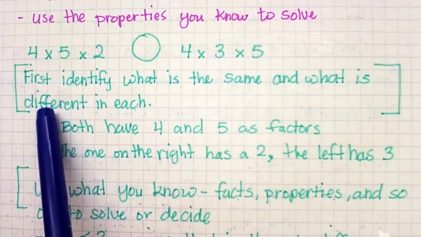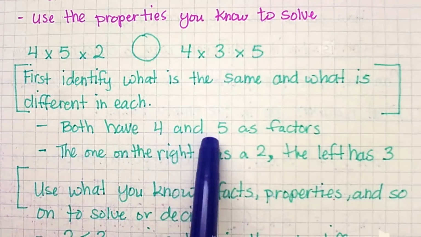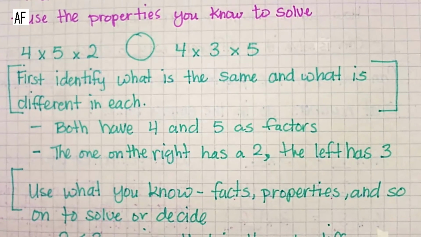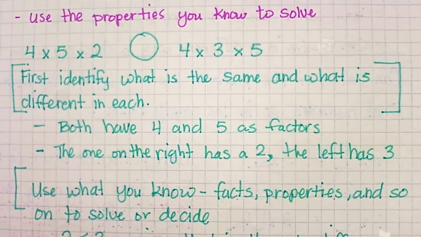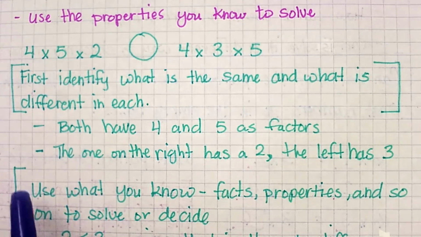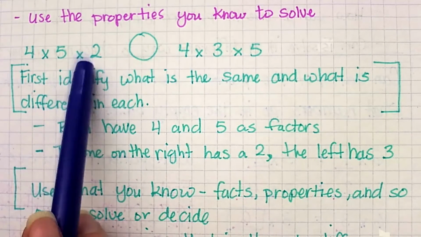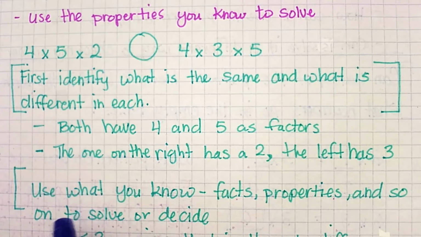Identify what is the same and what is different in each. They both have a 4 and a 5 in them. 4 and 5 are factors in both sides of the equation. What's different is the one on the left has 2 as a factor, and the one on the right has 3 as a factor.